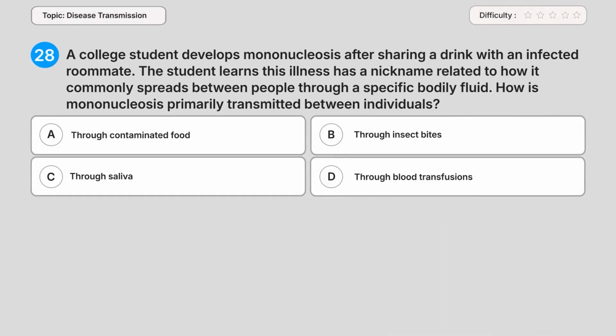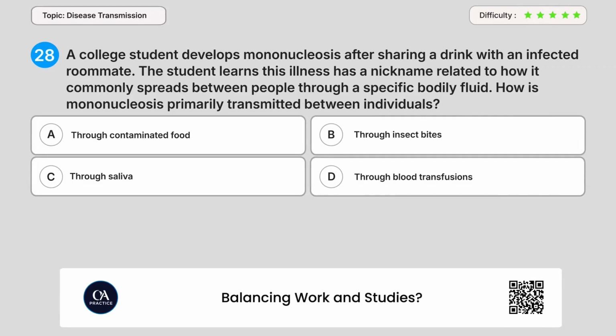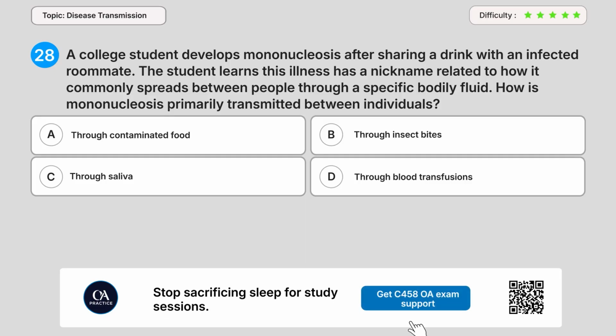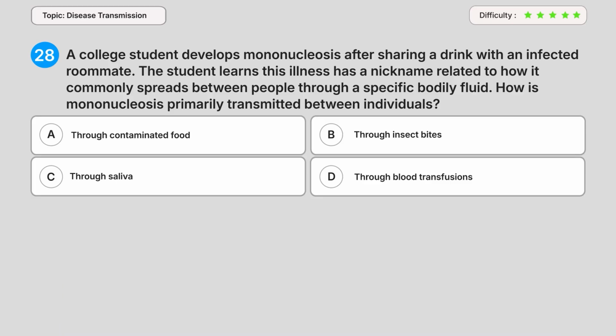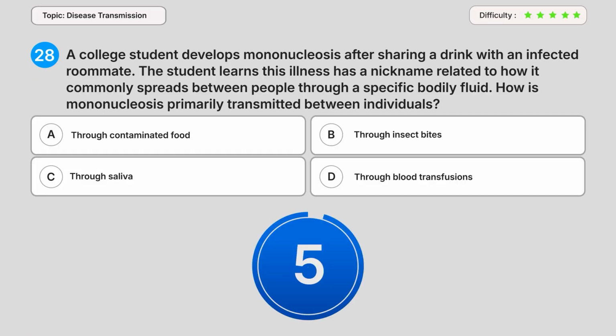28. A college student develops mononucleosis after sharing a drink with an infected roommate. The student learns this illness has a nickname related to how it commonly spreads between people through a specific bodily fluid. How is mononucleosis primarily transmitted between individuals? A. Through contaminated food. B. Through insect bites. C. Through saliva. D. Through blood transfusions. Can you guess the answer?